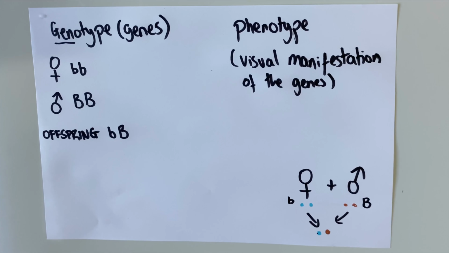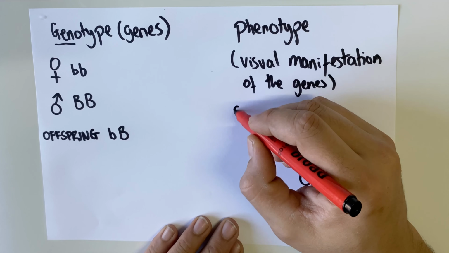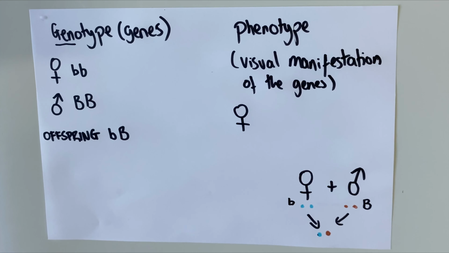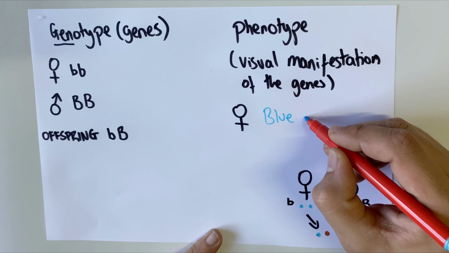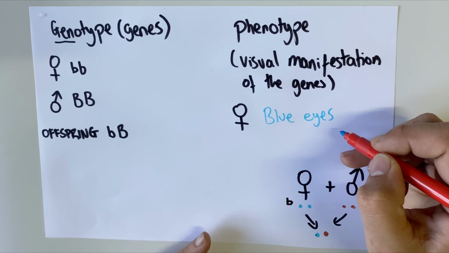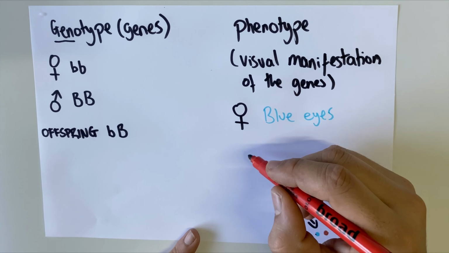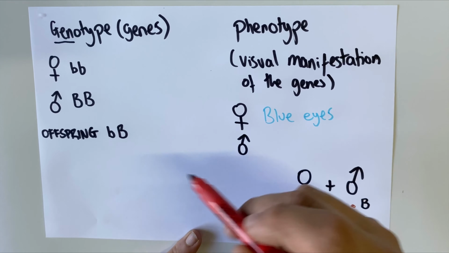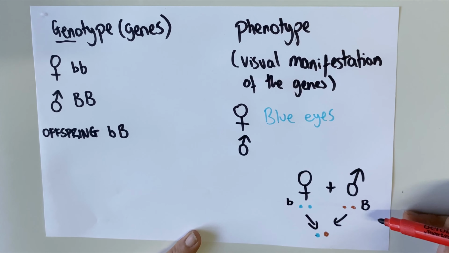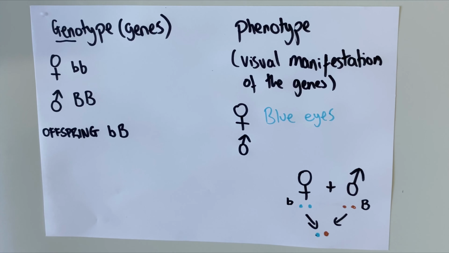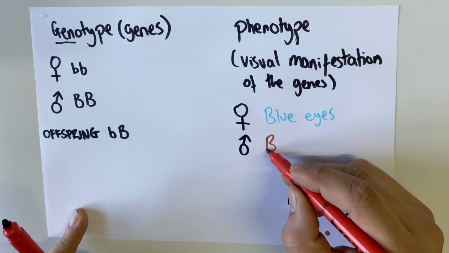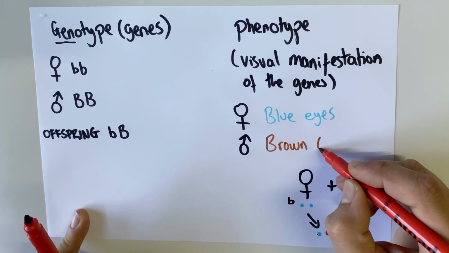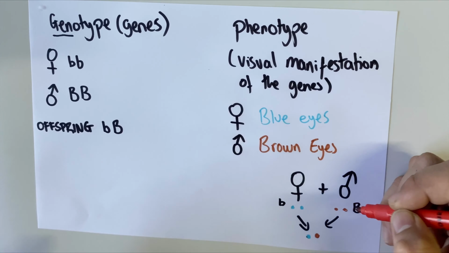Now, we know that the female in this case was little b, and we know from here that she has blue eyes. We also know that the male's genotype is capital B, and we know that B stands for brown eyes. So we know, and we said before, that the dad, or the male in this case, has brown eyes. But what of the offspring?